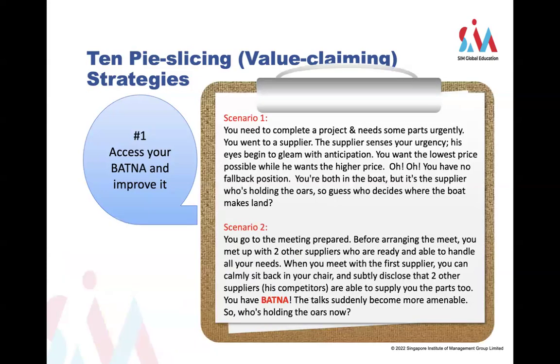Now, let me give you a scenario. Scenario number one, you are very desperate for some parts to do a project. You went to a supplier. The supplier senses your urgency. You are desperate, and you have no fallback position because you have no BATNA. In this scenario, the supplier is able to charge you a higher price, and you will still make a purchase from him because you are desperate and you have no fallback plans.